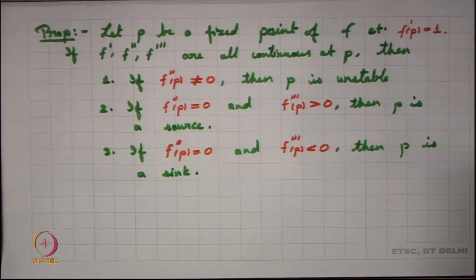Now, I want you to look into this particular aspect. So, let me just draw a simple figure here. What do we mean by saying that f prime p is equal to 1? f prime p equal to 1 means basically the tangent of the line, or the slope of the line, is 1 at that point.